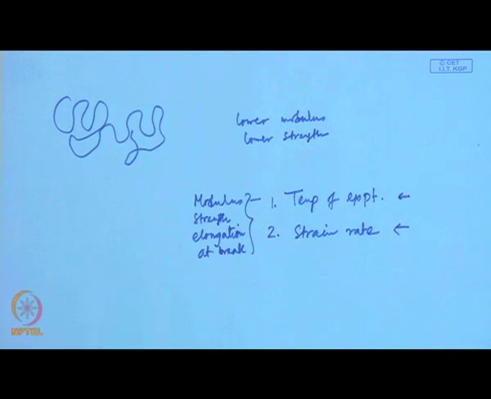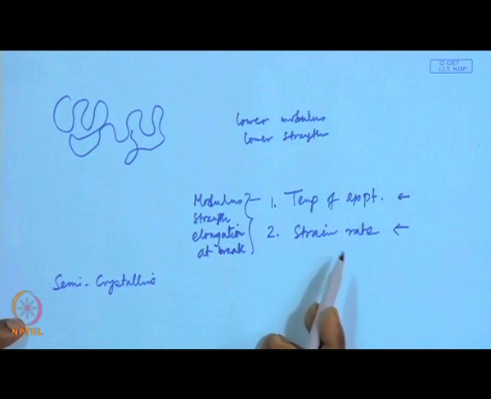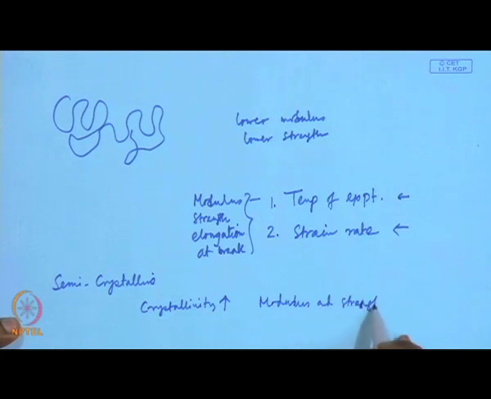If you compare a semi-crystalline polymer at the same temperature and same rate, obviously we know that with increasing crystallinity, the modulus and strength go up. Whereas if you cross-link this material, with cross-linking, the modulus goes up.